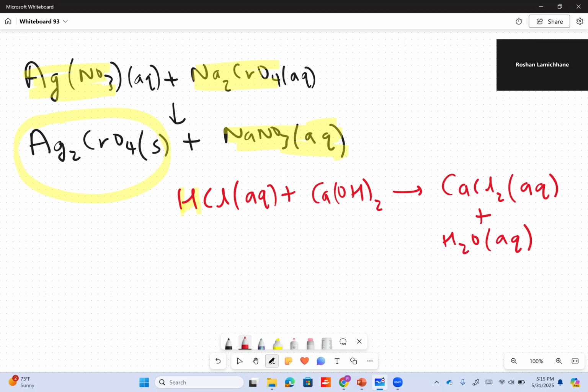And remember, these are both examples of double displacement reaction, where there is an exchange of partners. For example, Ag now partners with CrO4, whereas NO3 partners with Na. Since they exchanged partners, that is why. Same over here: my H partners with OH, whereas my Cl on the reactant side partners with calcium to form the product. That is why both are examples of double displacement reaction. The second one is an acid-base reaction, and the product is always salt and water. Make sure you balance the reaction.